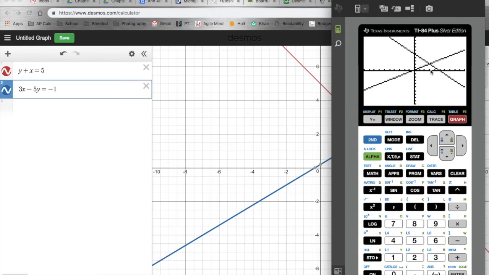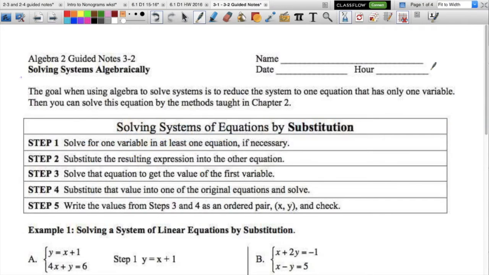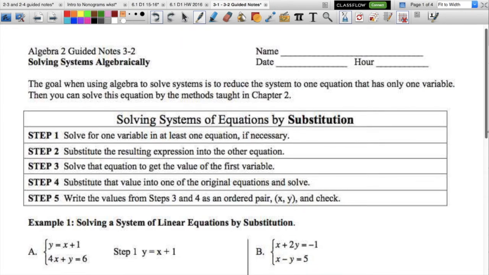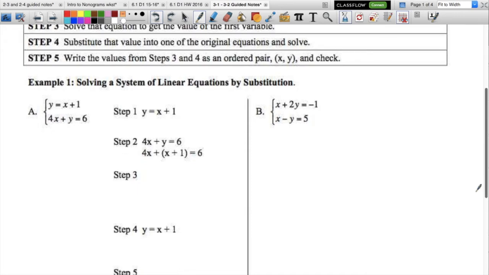All right, so we go back over here. Let's try a couple of these using substitution. We talked a little bit about graphing. In substitution, here are some steps you can follow if you like to take steps to do these problems. Solve for one of the variables in at least one equation. Substitute the resulting expression into the other, and then solve the equation to get the value of the first variable. Once you get the value of the first, say you found x or maybe you found y, then you substitute that value into one of the original equations, and then you write it as a point, an ordered pair.